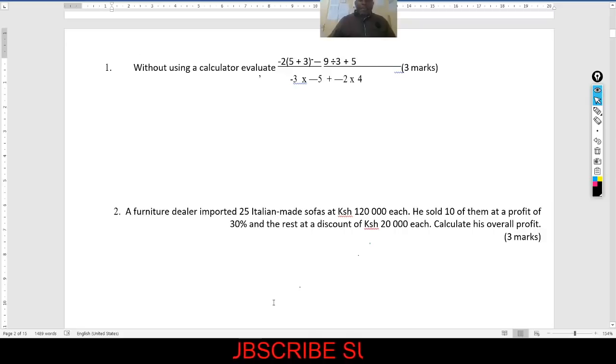Paper 1, Predictor Series 2, KCSE 2021. Question number 1.